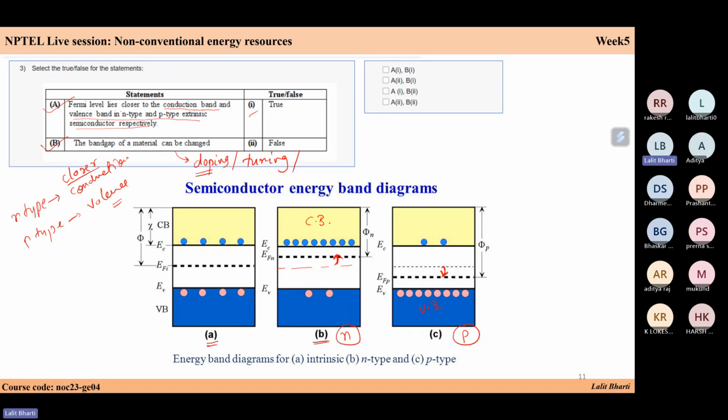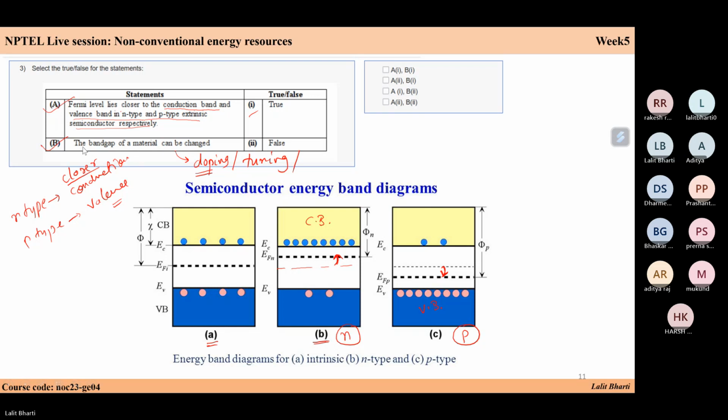So we need to select the true or false statement. The first statement is: the Fermi level lies closer to the conduction band and valence band in N-type and P-type extrinsic semiconductor respectively. We have already seen this. This is the intrinsic case. For N-type, it is closer to the conduction band, and for P-type, it is closer to the valence band. The lower one is the valence band. So this statement is true.